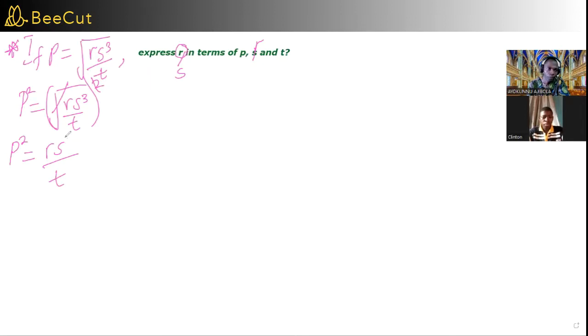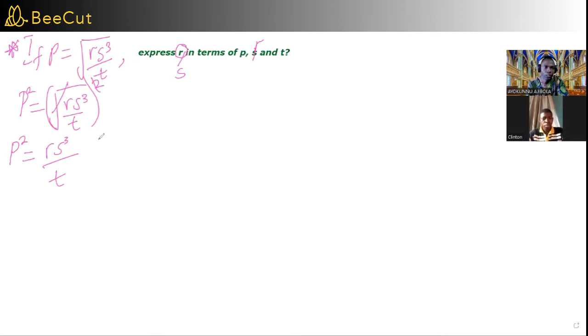Power of 3. Now s is having power of 3. But I can't eliminate the 3 or the r before eliminating the t. So t again now is being divided. Rs cubed is being divided by t. So the relationship is division. Like I told you, we're going to use multiplication to remove this t.